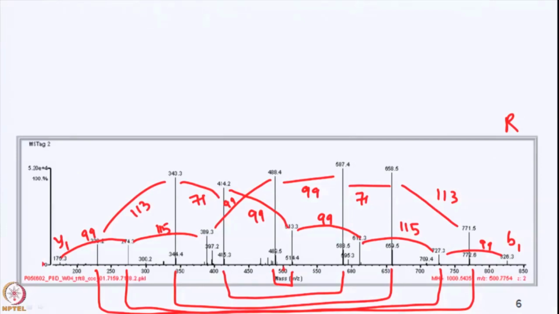If this is a Y ion, this should be a Y ion. This should be a Y ion. Y ion. Y ion. Y ion. Y ion. If this is a B, that should be B. B. B. B. B. B. Okay, valine.